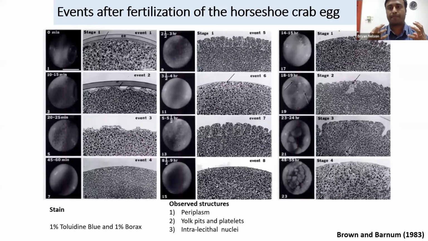Now, this kind of work is not easy to replicate, but it's a very good article that has been published in 1983. What happens during the insemination process? How do we know whether the horseshoe crab egg has been successfully fertilized? So we will have to look at the periplasm, we will look at the yolk pits, and we'll look at the platelets. So I've replicated this experiment during the master's training, and what I learned was exactly as it was mentioned here. When we do a dissection on microscope, histology dissection, we are able to see the structures under the microscope.